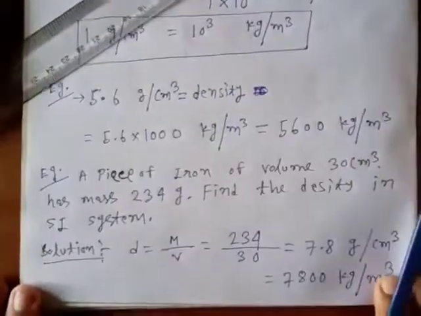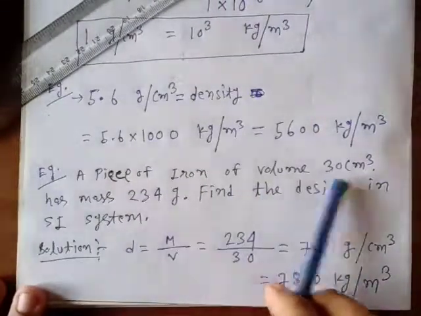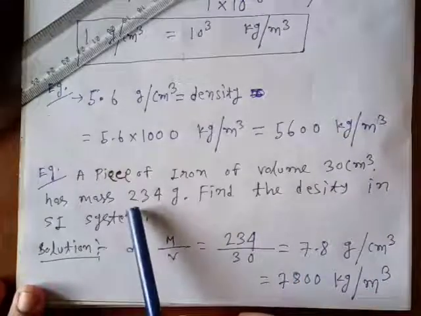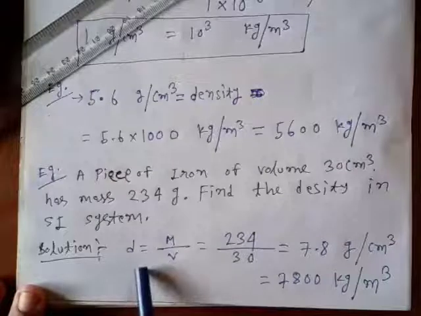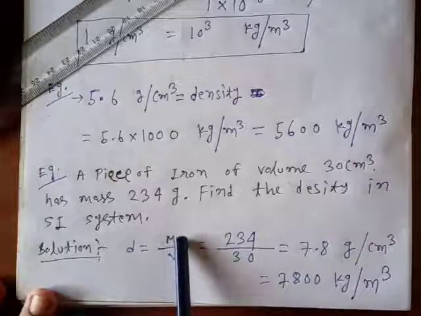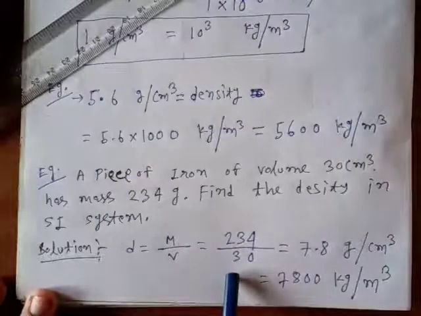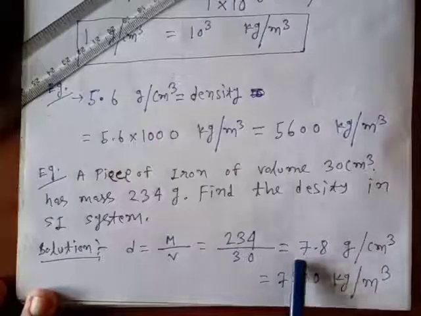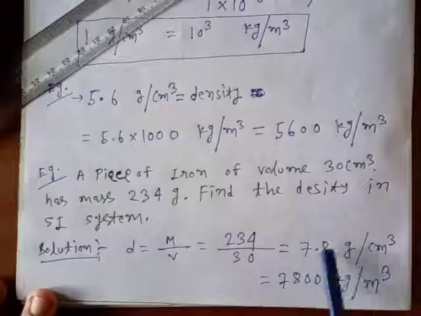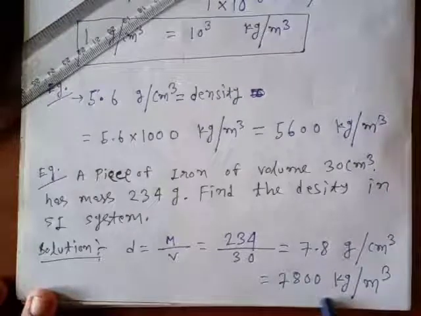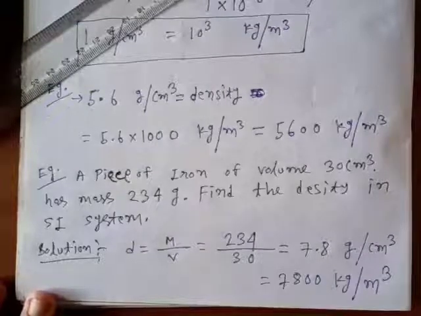Now this is a small numerical. A piece of iron of volume 30 centimeter cube has mass 234 gram. Find the density in SI system. Let's find the density first: total mass divided by total volume, so 234 gram divided by 30 centimeter cube, it will come 7.8 gram per centimeter cube. Now to convert it into kg per meter cube we have to multiply it by 1000, so 7800 kg per meter cube is the answer of this question.